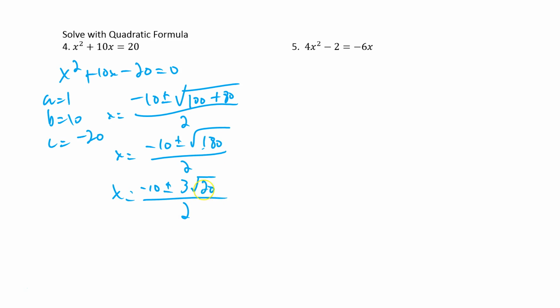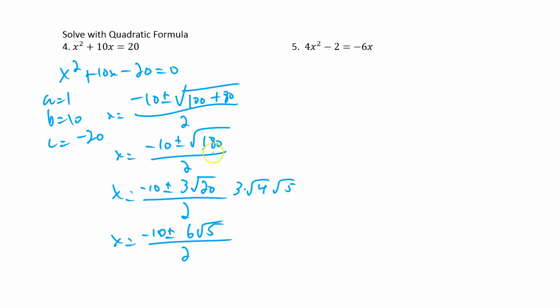Divided by 2. I can do better. I can take a 4 out of 20. So x is negative 10 plus or minus 3 times, let's see, so we have 3 times root 4 times root 5. Root 4 is 2 times 3 is 6, root 5 over 2. Now, we should split this up.